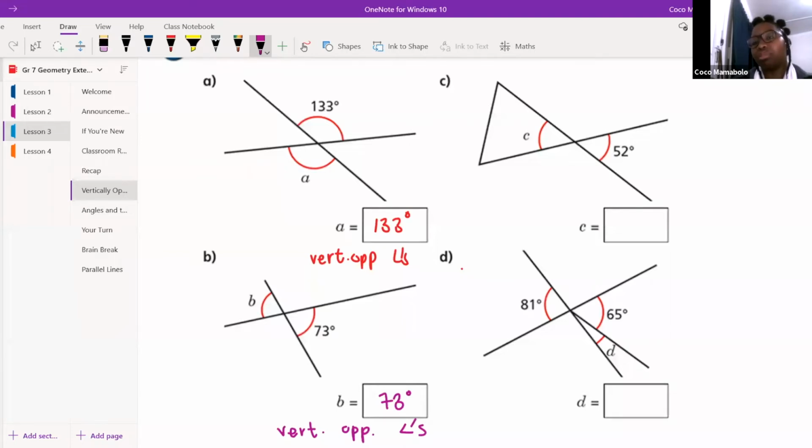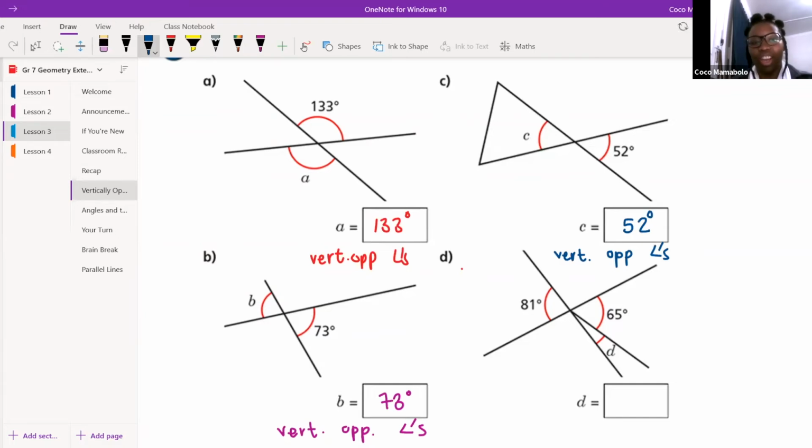Mahlohonolo, can I ask you to unmute and answer C for me? What is C equal to? C equals 52 degrees. Excellent. What's my reason? The reason is vertically opposite angles. Excellent. Vert op angles. Oh, well done.